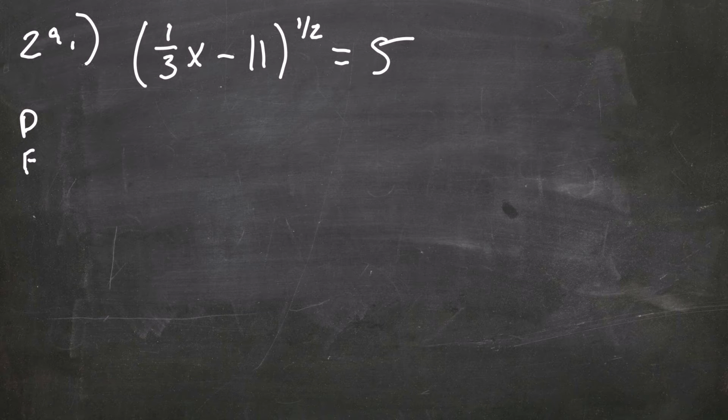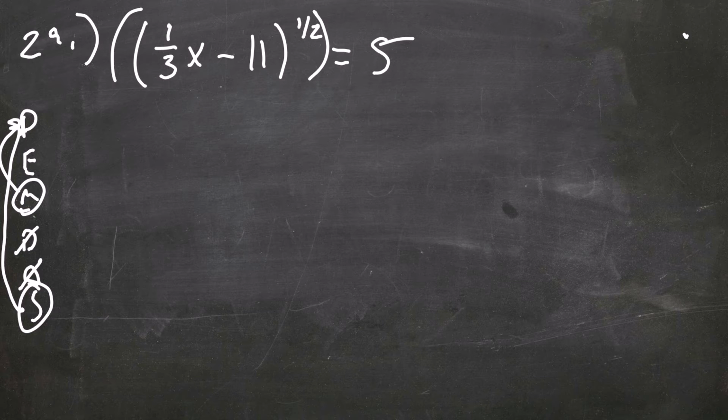I do my PEMDAS backwards, and when I look at PEMDAS backwards, I see subtraction, but remember, that's in the parentheses. There's no addition, there's no division. I see multiplication, that's in parentheses. So I have to get rid of the exponent first. So I flip 1/2, and that's just 2. So I square both sides.